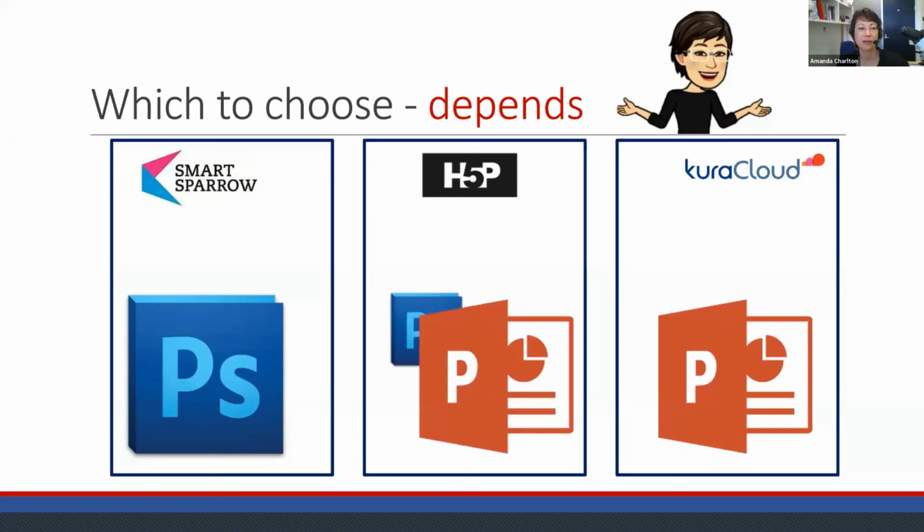And H5P is a bit of a blend. It's relatively easy to use, but it's got a large suite of interactive apps. So it's got a bit of PowerPoint in there as well. So I can make lessons myself in H5P and Kura Cloud, but I would need support to make lessons in Smart Sparrow.